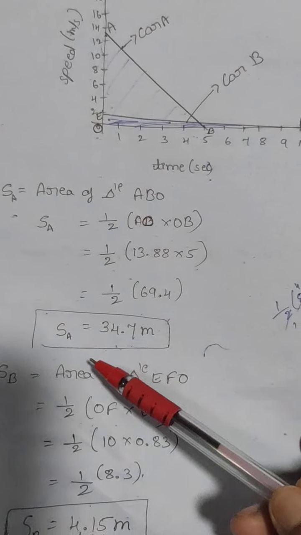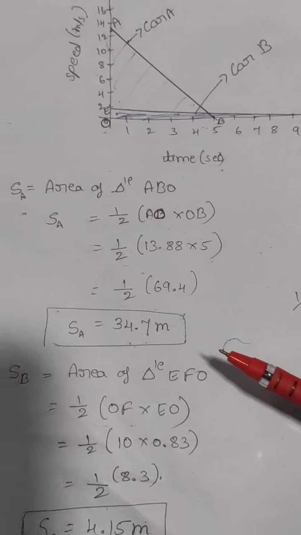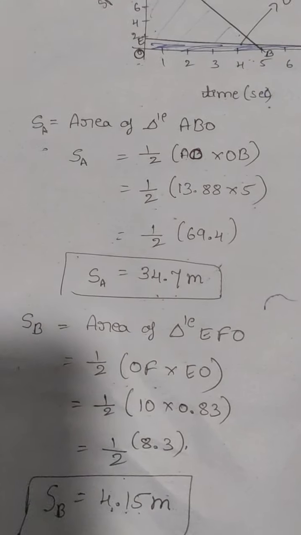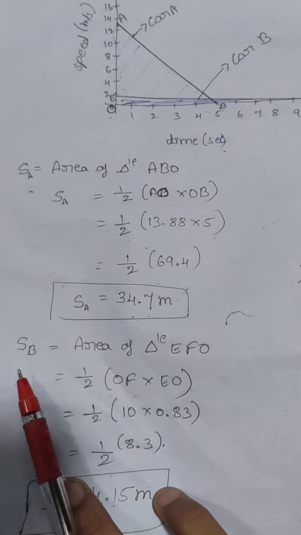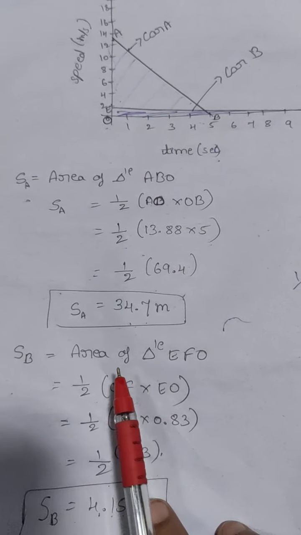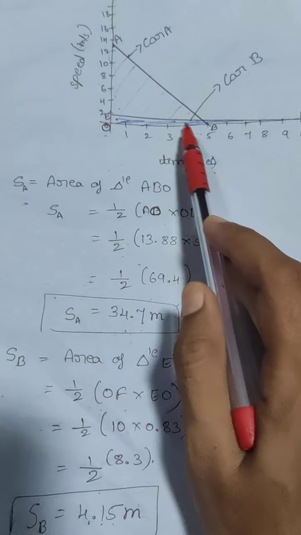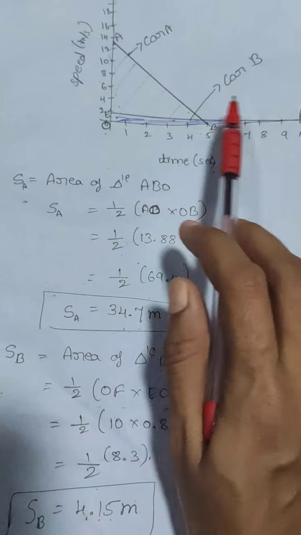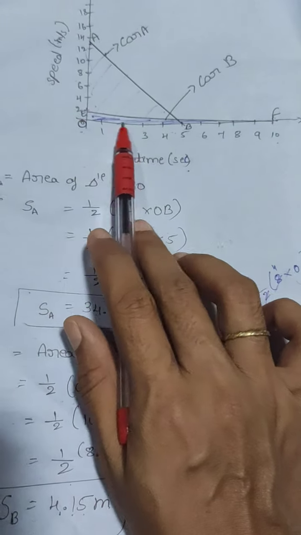So car A travels a distance of 34.7 meter. Yes, so next question, same continue. The distance travelled by car B is the area of the triangle EFO. So this is the graph for car B.